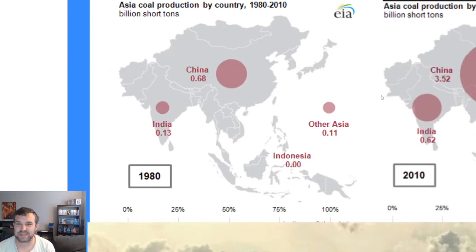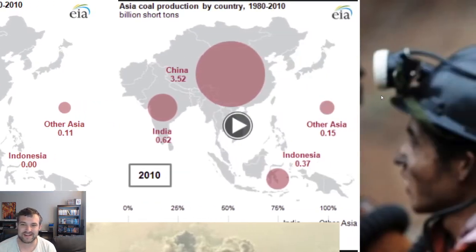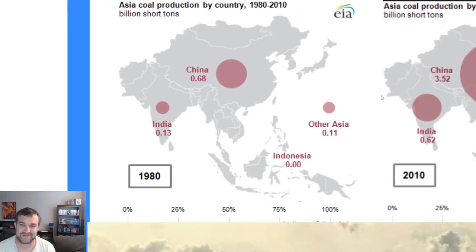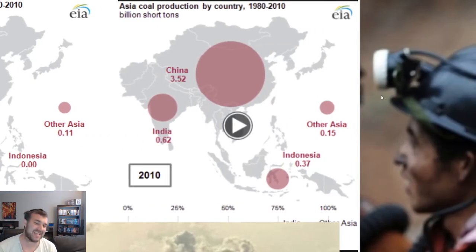So this shows you in 1980, China made 0.68 billion tons of coal. And then 30 years later, they're making 3.5 billion tons of coal. So their coal production has gone up, what is this, 6 times over.